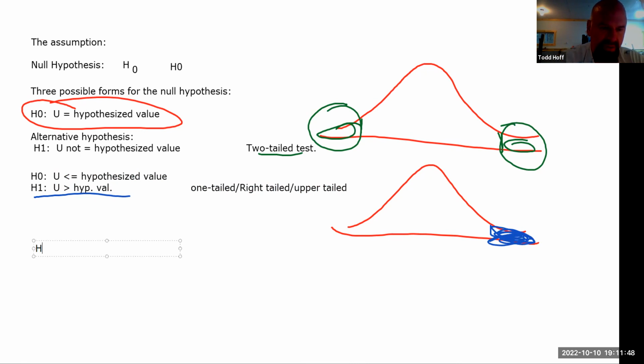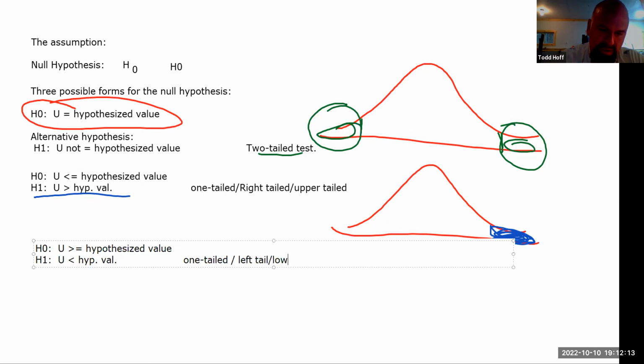The third form of the null hypothesis is that the mean is greater than or equal to a hypothesized value. And in that case, the alternative would be that the mean is less than that hypothesized value. And again, this is a one-tailed test, but it would be a left tail or lower tail test.